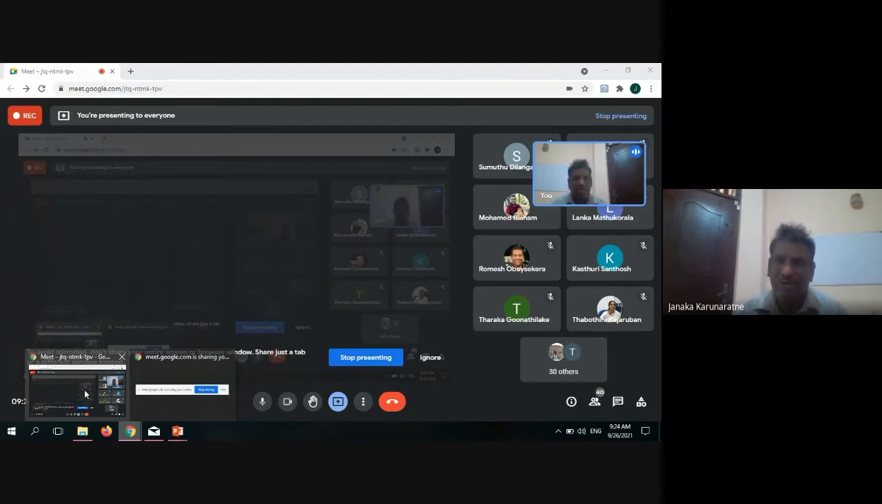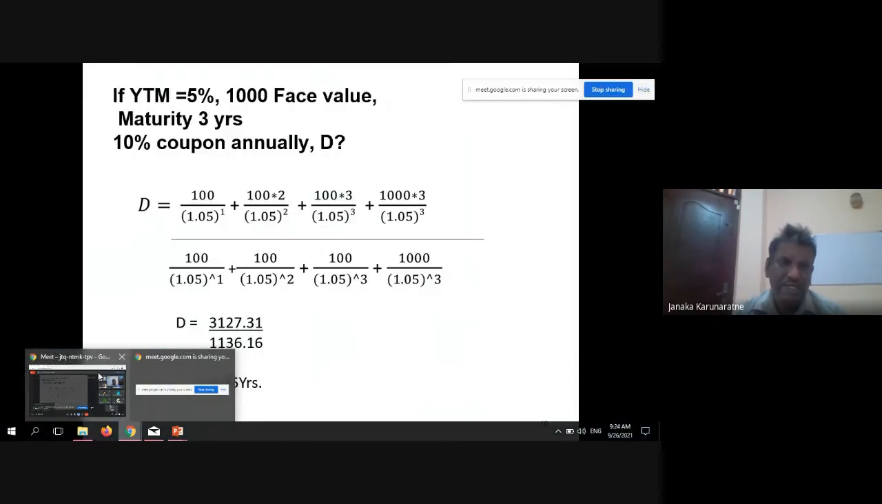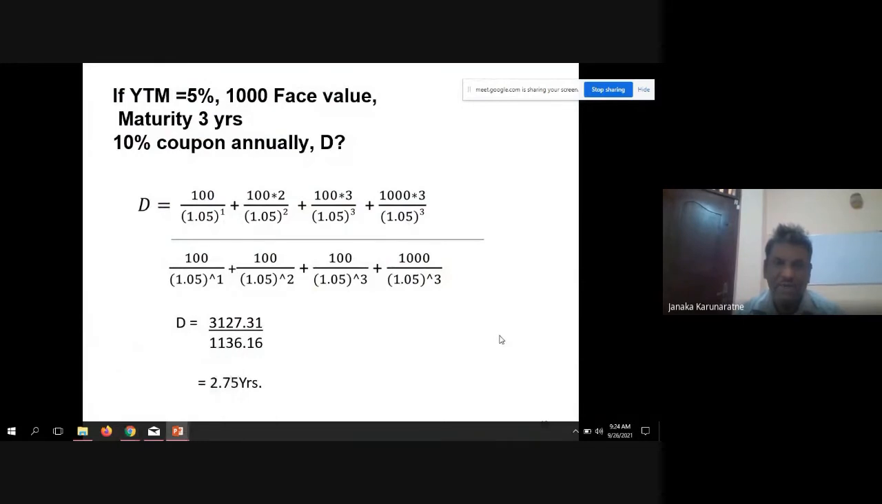I am talking about a simple example, one asset, one liability. But when we compute the duration, duration is quite different, right? Now, duration is only 2.75 years. So what does it mean? Even though maturity is 3 years, duration is 2.75 years.